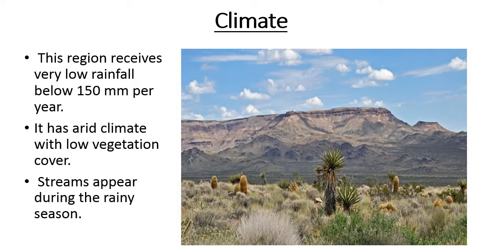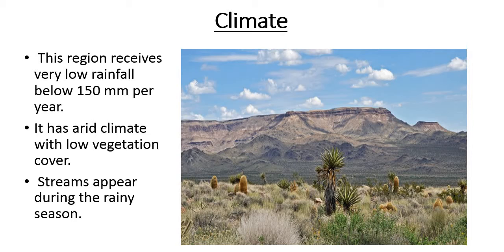When we talk about climate, this region receives very low rainfall. It is below 150 mm per year. So here it has an arid climate with low vegetation cover. If there is no rainfall, the vegetation will also be very less here. It is very clearly seen in this figure.